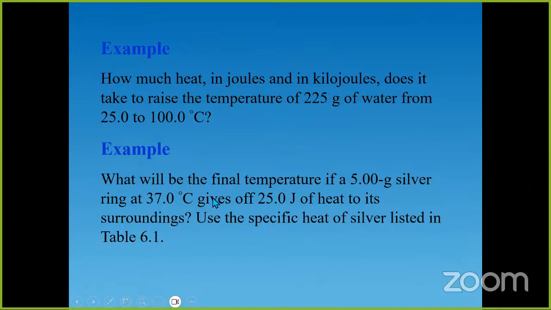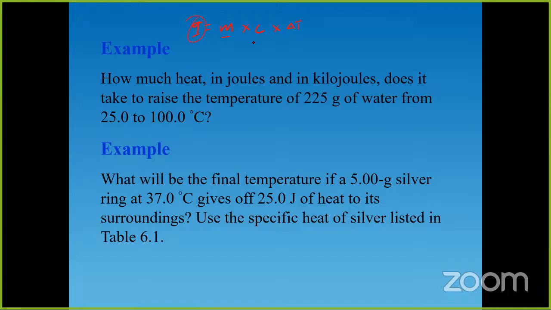Okay, so now we're going to look at some examples right here. It says how much heat in joules and in kilojoules does it take to raise the temperature of 225 grams of water from 25 degrees Celsius to 100 degrees Celsius. So the equation I mentioned before, I'm just going to write it up here. It's Q is equal to M, the mass, times the specific heat, which is represented by C, times delta T, right? So the question is asking for Q in this case. It gives you the mass.